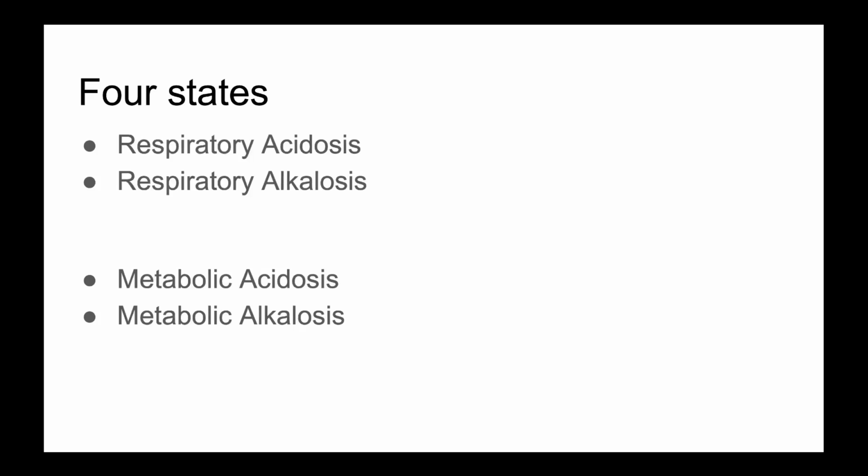So, what do the numbers mean? Well, there's four states, or four situations that the patient could be in that you need to know for the exam. And I've broken it down first into acidotic and alkalotic. Acidosis, alkalosis. Are they acidic? Are they alkaline? And then you could further break that down. Is it from a respiratory cause or a metabolic cause? So your four states you could be in are respiratory acidosis, respiratory alkalosis, or if it's from a metabolic cause, metabolic acidosis and metabolic alkalosis.